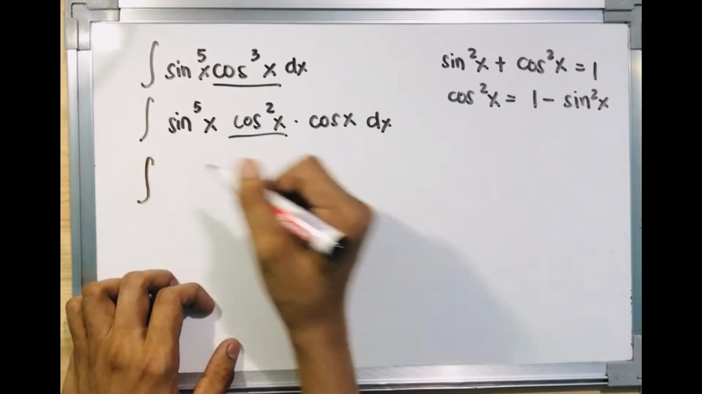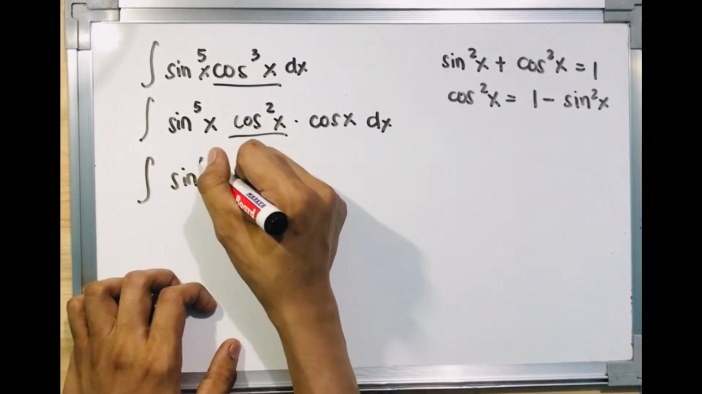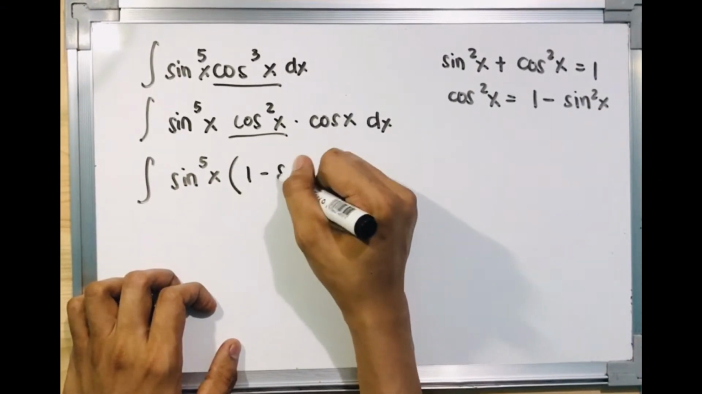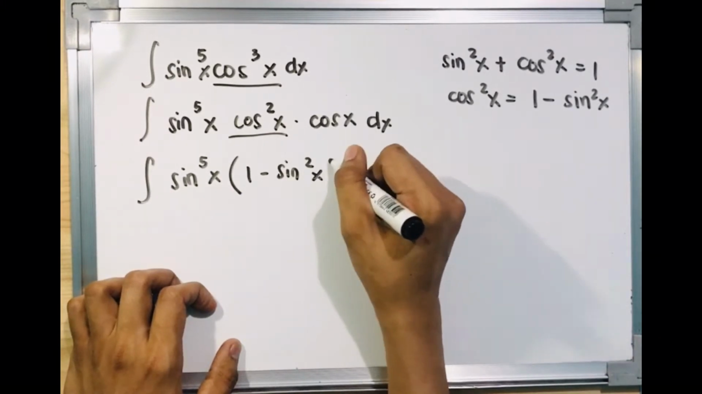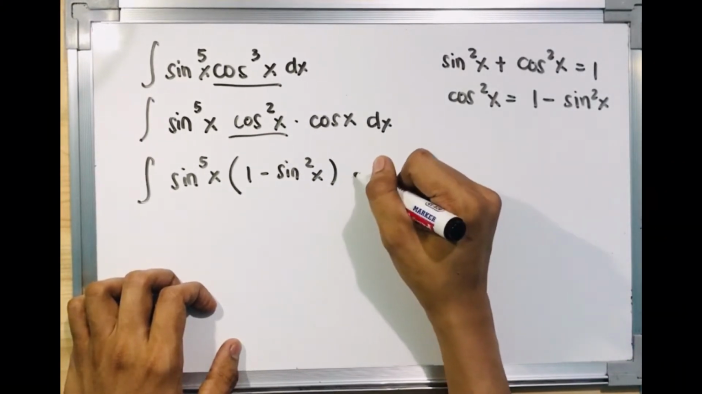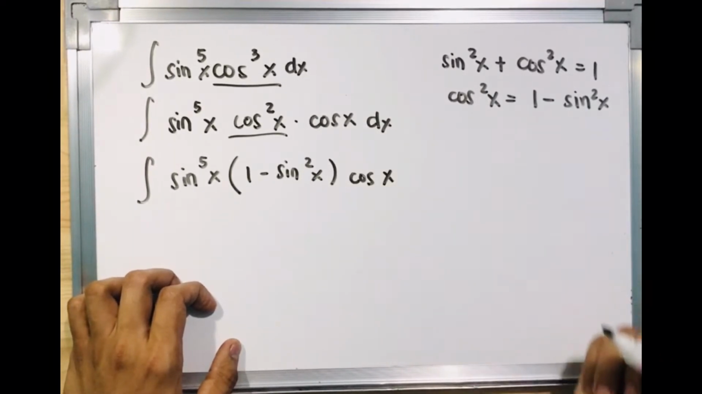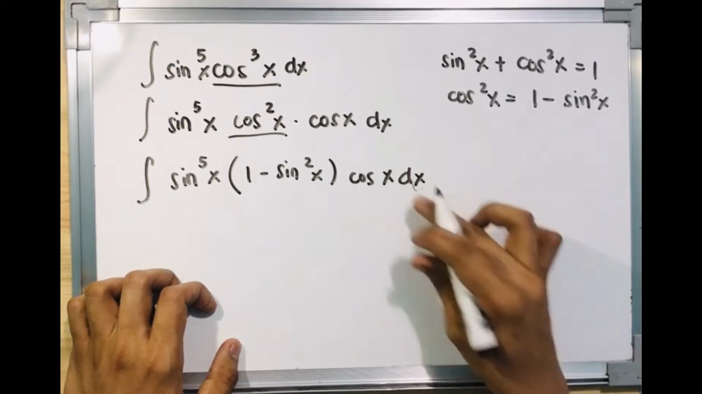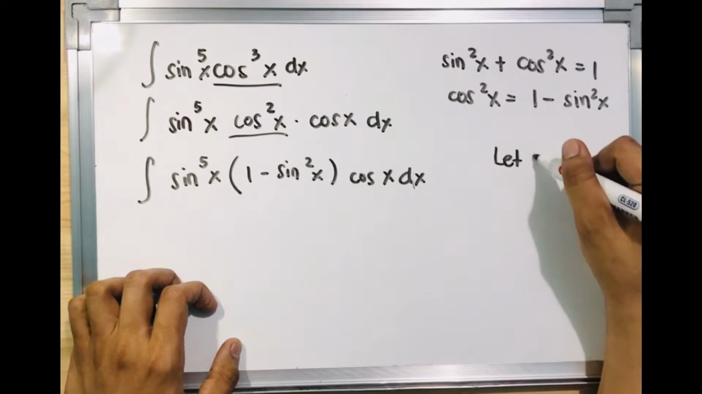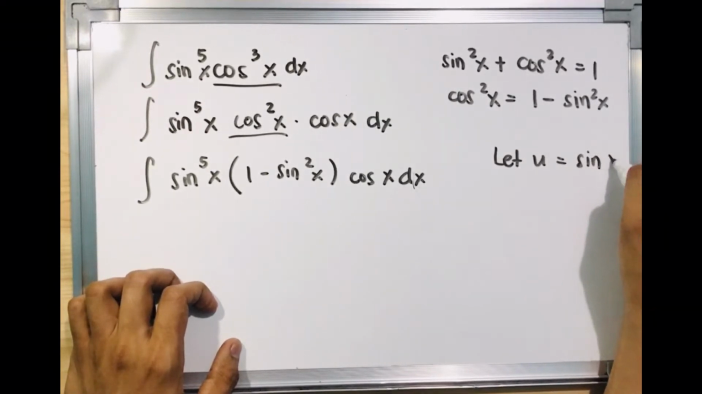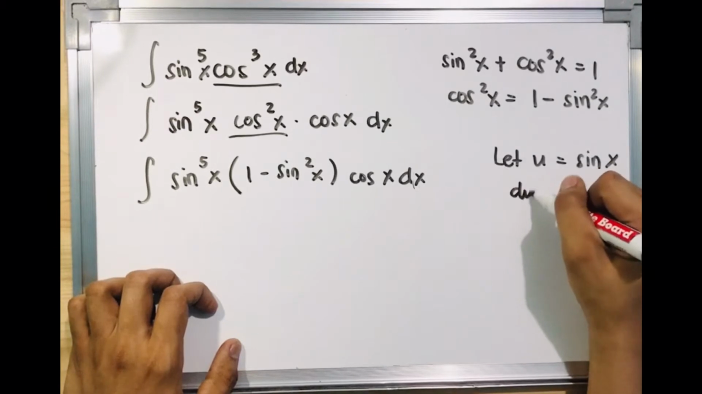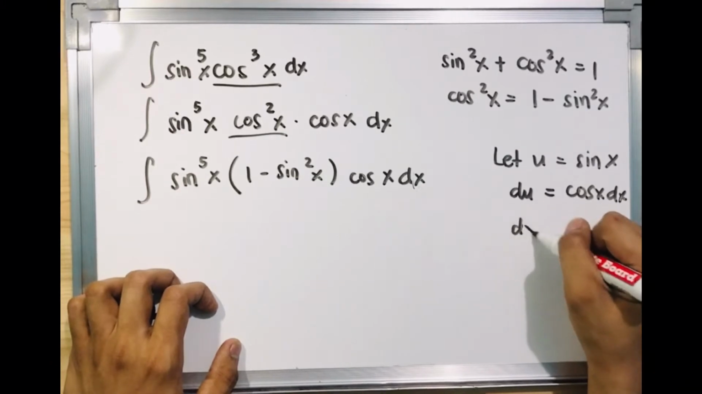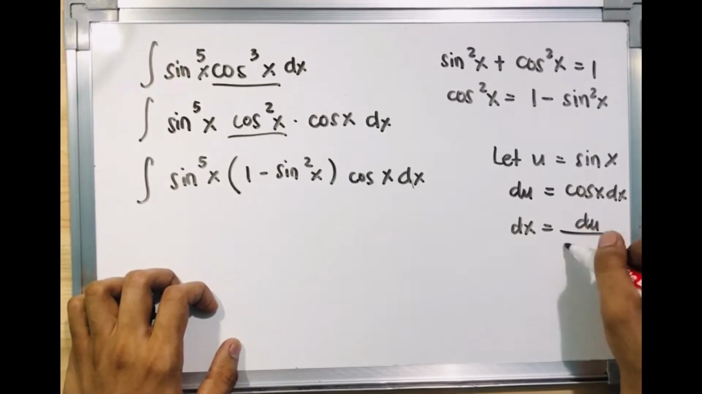Okay? So, the integral of sine raised to 5x, ganun pa rin yun, wala akong ginawa doon, is multiplied by 1 minus sine squared of x. And then, I will just write down my cosine of x. And, in this case, gagamitan ko siya ng u substitution. So, I'll let u is equal to sine of x. Okay? And then my du is equal to cosine of x dx. My dx is equal to du over cosine of x.